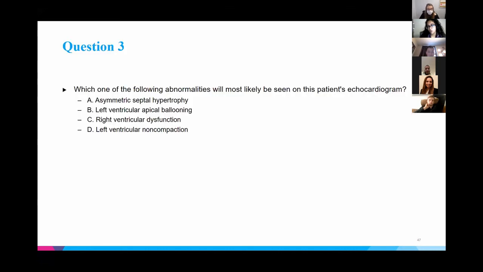So what is A? What is A trying to get you for a disease process? Asymmetric septal hypertrophy. What is that? Hypertrophic cardiomyopathy. Correct. What's B? Left ventricular apical ballooning. That will be Takotsubo. Correct. C, right ventricular dysfunction. That could be arrhythmogenic right ventricular cardiomyopathy. Right. Exactly. And then D is left ventricular non-compaction.